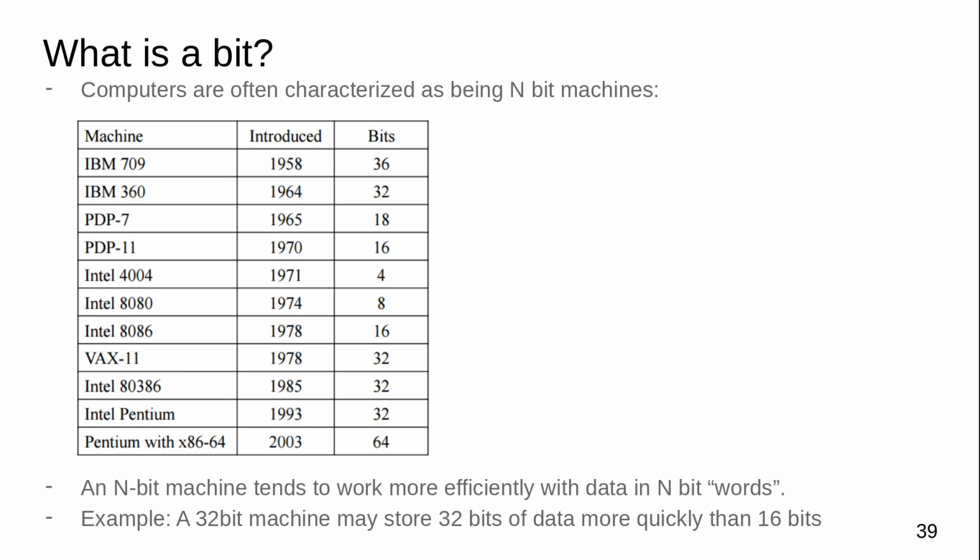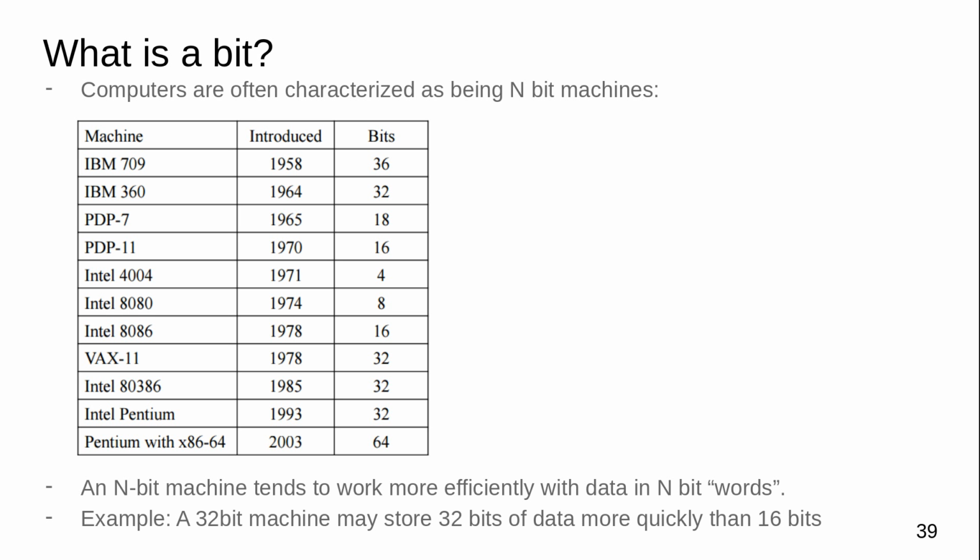So finally, computers are often characterized as being n-bit machines. So here's a list of a bunch of different machines. The PDP-11, this is the machine Unix was first developed on. Pentium with x86-64, that's a lot of the processors that are on laptops nowadays. These are 64 bits, the PDP-11 was only 16 bits. We see this was only a 4-bit machine.